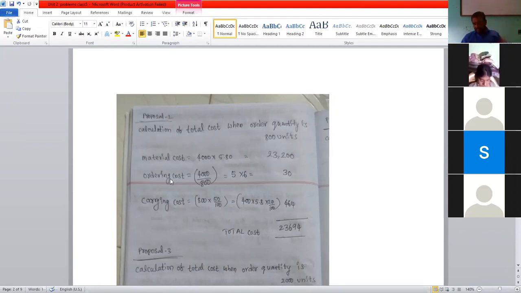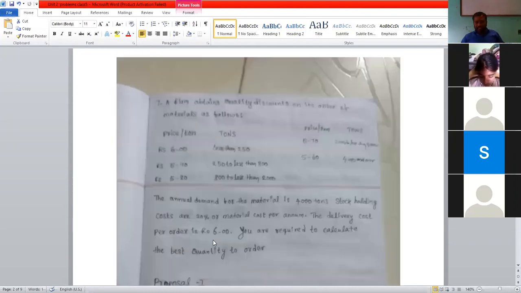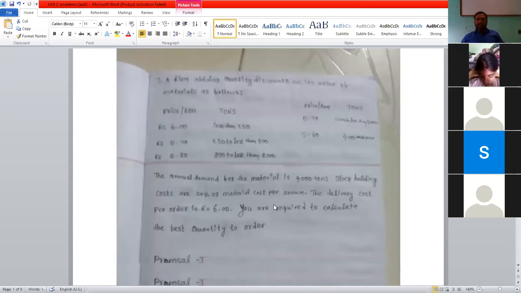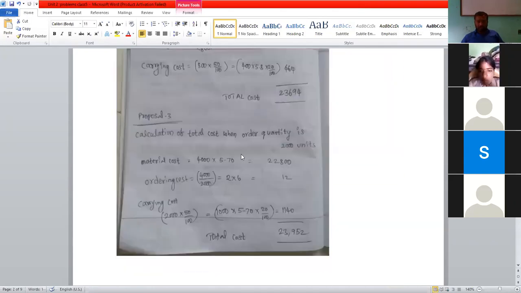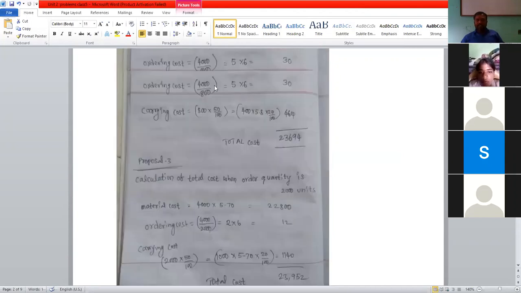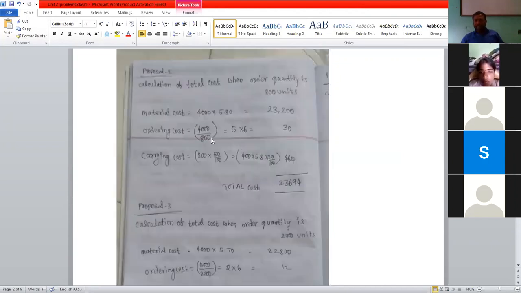And then ordering cost. ఒక ఆర్డర్ కి 800 యూనిట్స్ అయితే మనకు కావాల్సింది 4,000. కాబట్టి 4,000 డివైడ్ బై 800, 5 ఆర్డర్స్ వస్తాయి. కాస్ట్ ఆఫ్ ప్లేసింగ్ అన్ ఆర్డర్ క్వశ్చన్ లో చూడండి, 6 రూపీస్ పర్ ఆర్డర్. సో 5 ఆర్డర్లు, 6 రూపీస్. 5 into 6, it will become 30 rupees.